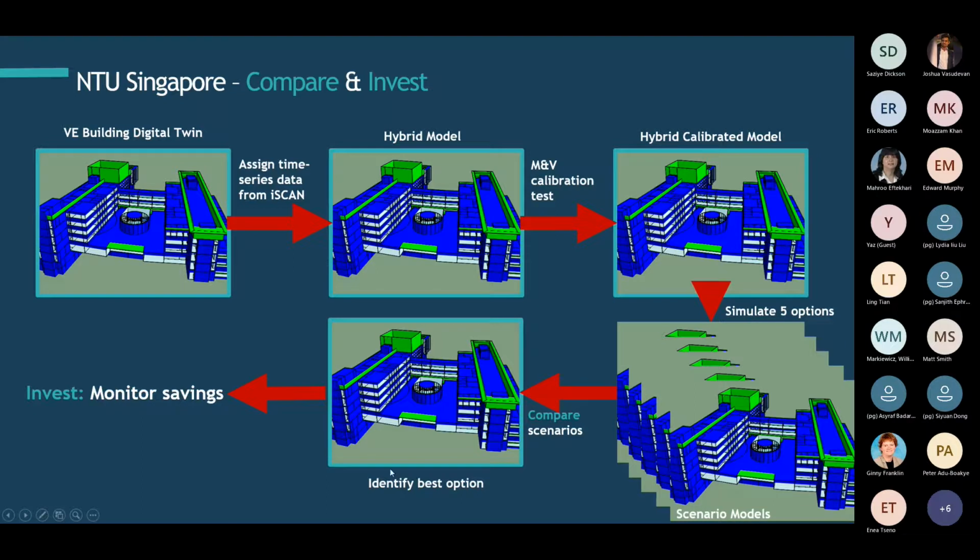Once you've done that, then you can identify the best option, and then look at maybe the return on investment. That gives you far more accuracy and far more confidence in your decision-making process than the traditional approach, because now you know that whatever you do to that building, that virtual building behaves and responds like the real building. Whatever you test, whatever scenarios you run in that building, you know will be reflected in real life. That gives you confidence when you're investing, and then we can monitor the savings and compare that against predicted savings.